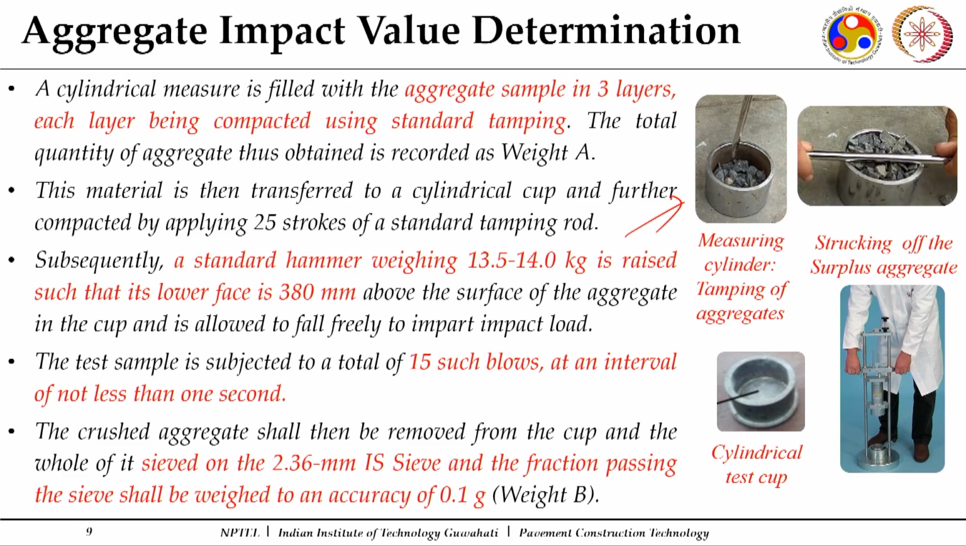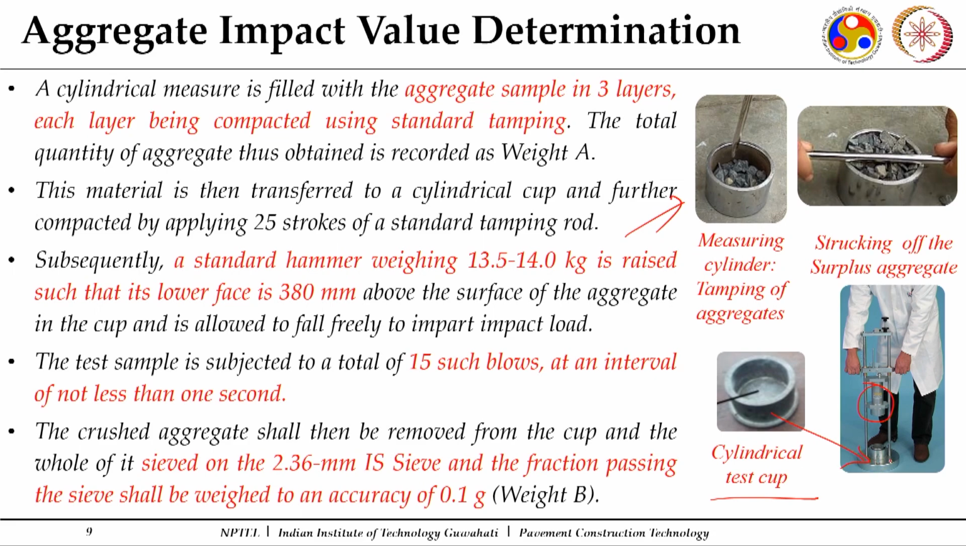So we compact this aggregate in the measuring cylinder in 3 layers, and then we strike off whatever surplus aggregate is there. This aggregate weight is taken, and then it is transferred to this cylindrical test setup. Again 25 tamping blows are given by a standard tamping rod, and then this is brought into this setup where the measure goes here, and you are going to apply the impact load. This is a load which is raised and allowed to fall from a height of 380 mm.